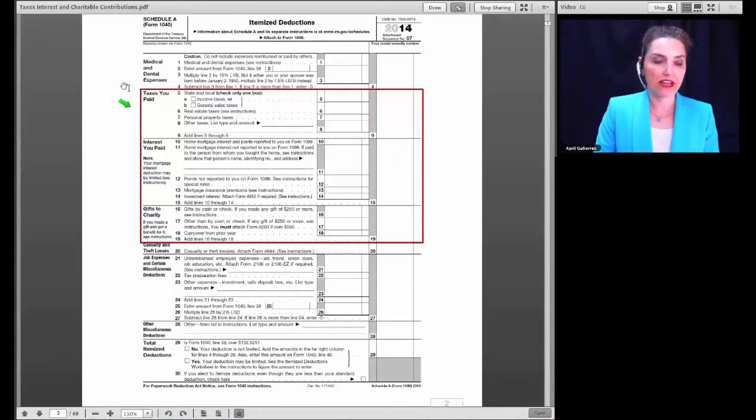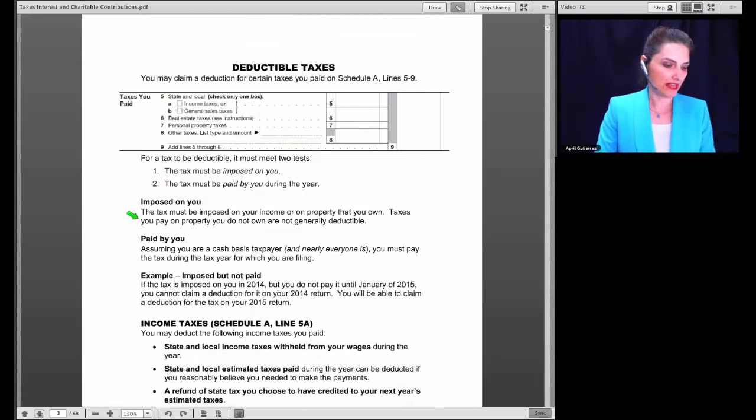In this morning's class, we covered medical and dental expenses, and in the afternoon class today, we're going to be looking at taxes you paid, interest you paid, and gifts to charity. So this big middle section of Schedule A is where we are going to be spending our time today.